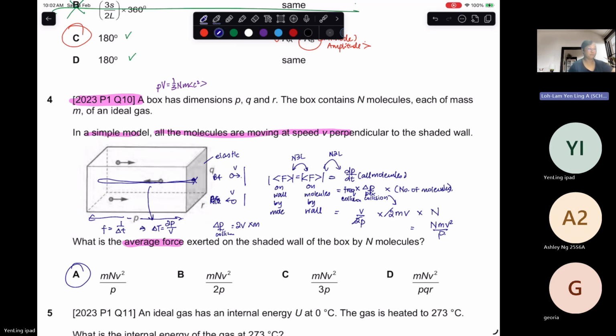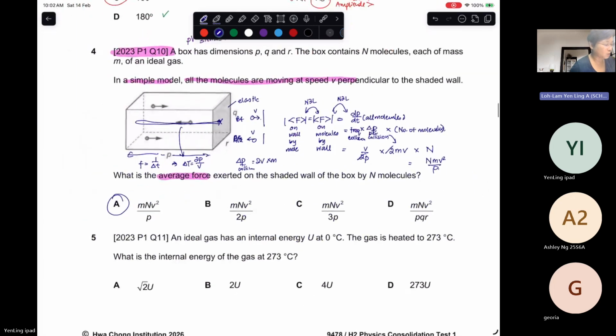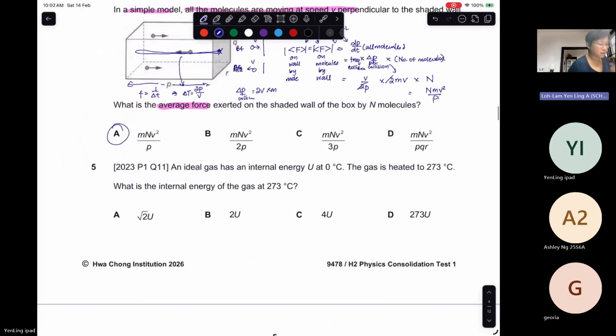So this is understanding the derivation and what constitutes an average force. Not just memorize. You need to know how the derivation comes about.